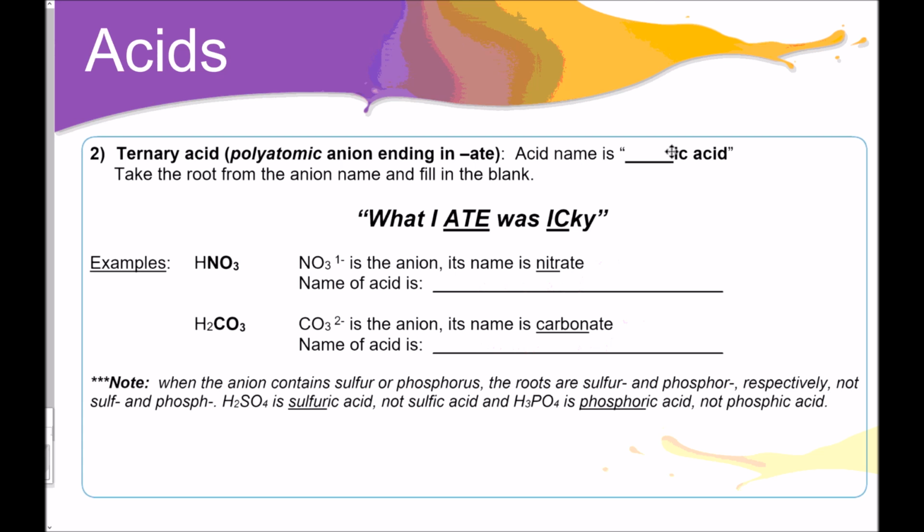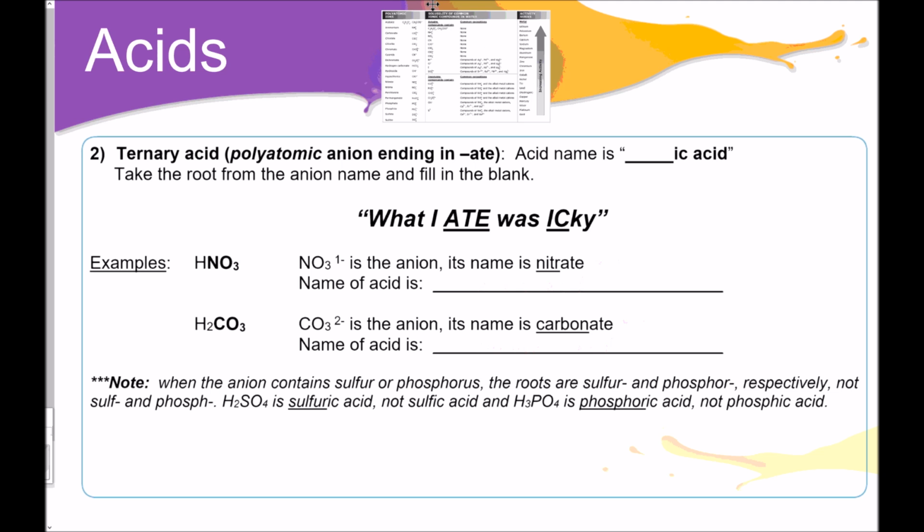So here we go. If we look, this guy is obviously an acid because it starts with hydrogen. If we look up NO3 on the back of our periodic table, in this little section here, we've got our polyatomic ions. NO3 is nitrate. So it's not going to be nitrate acid. You're going to take the ate off and change it to ick. It'll be nitric acid. Okay. CO3 is carbonate. So I'm going to change the ate to ick and have carbonic acid.